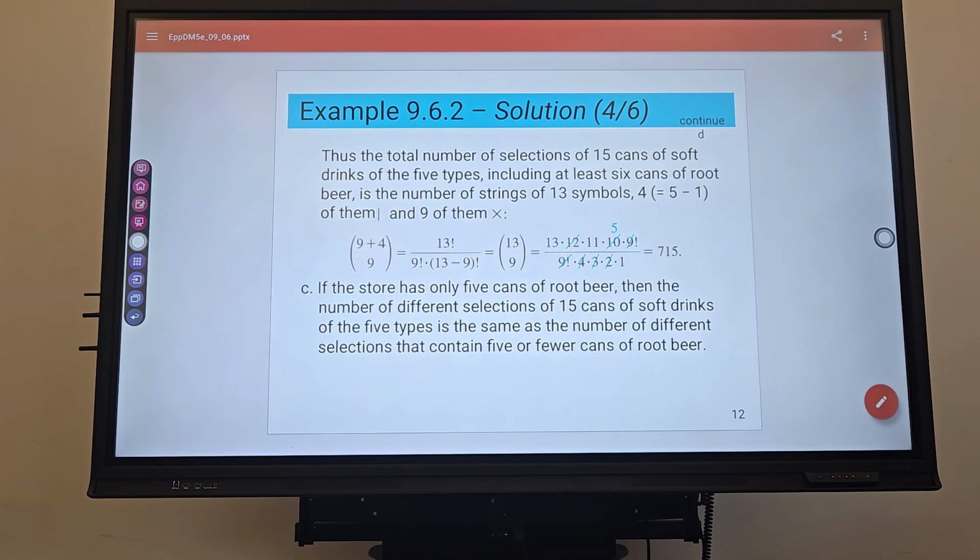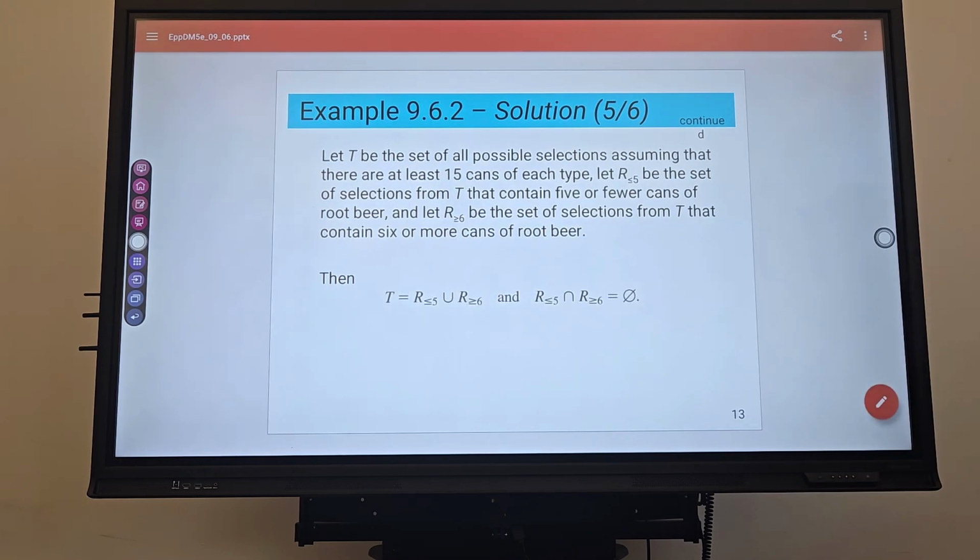If the store has only 5 cans of root beer, then the number of different selections of 15 cans of soft drinks of the 5 types is the same as the number of different selections that contain 5 or fewer cans of root beer. So let T be the set of all possible selections, assuming that there are at least 15 cans of each type.